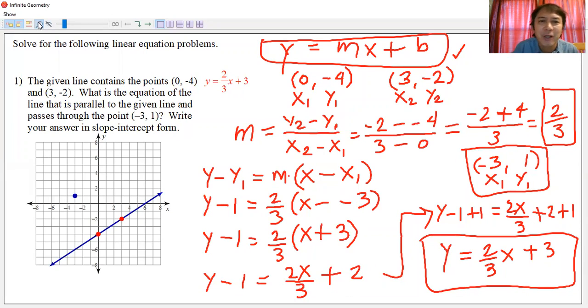There. It's over here, a very tiny answer over here. Okay, let me make my circle better. All right, there. Y is equal to 2/3 x plus 3. Exactly what we have in our answer. So that gives our first number. Let's continue with the next.